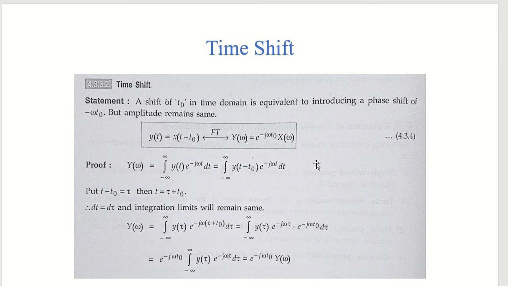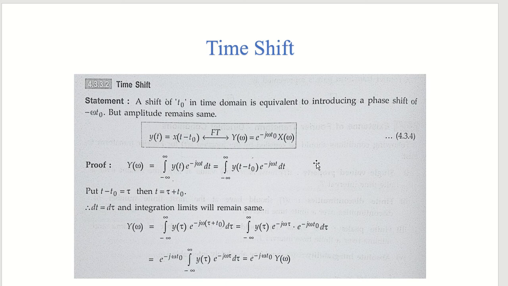Now what we will do, we will put t minus t0 instead of tau, and then we will take t equals tau plus t0 and substitute it. Remember when we were discussing associative and distributive properties for my system, we did almost a similar thing. So we will do the same thing here. So what we will get, Y of omega equals integral from minus infinity to infinity y of tau e raised to minus j omega (tau plus t0) d tau, right?